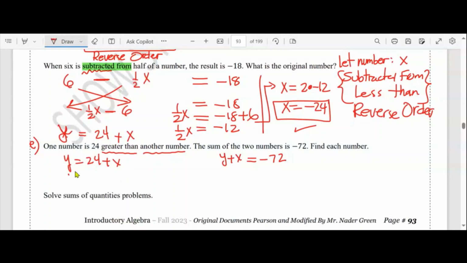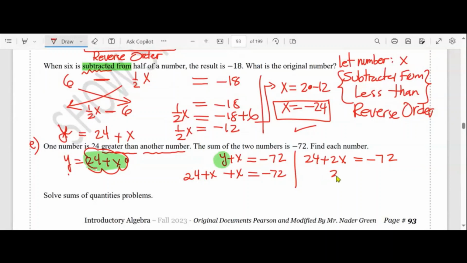So can you replace the value of y, which is 24 plus x? Can I replace it here? Yes, you can do that. So it's going to be 24 plus x plus x equals negative 72. So 24 plus 2x equals negative 72. So 2x equals negative 72 minus 24.